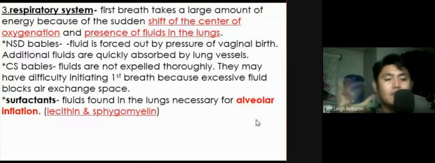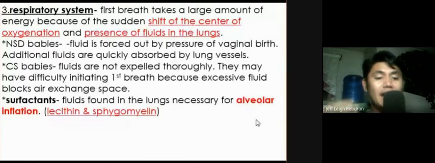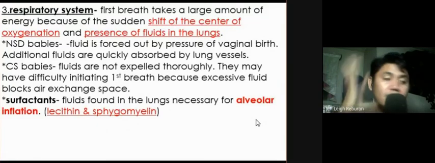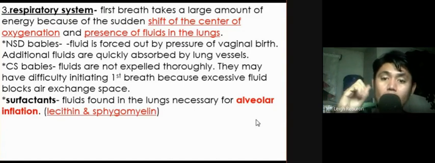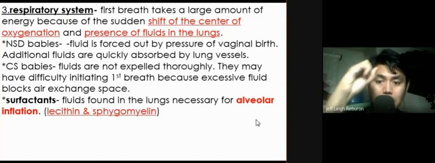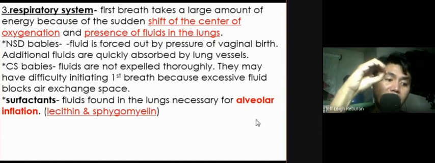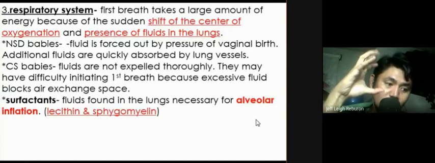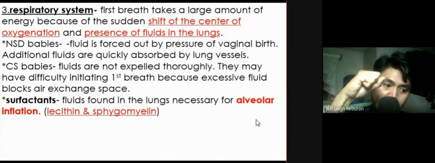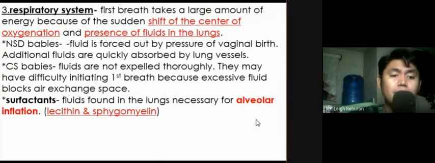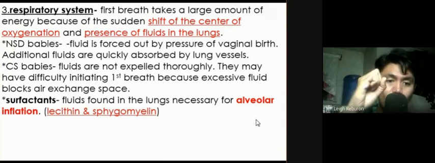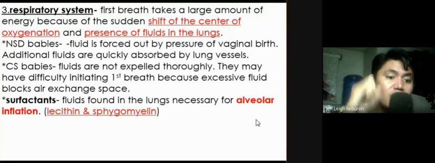Ang surfactants po, these are necessary so that yung mga alveoli natin, ang alveoli po kasi, yun ay yung mga smallest unit of breathing that are found in the lungs. Ti mapasamak di alveoli, when we breathe, ag-expand, okay, mapuno dati angin, and then when we exhale, ag-decompress.